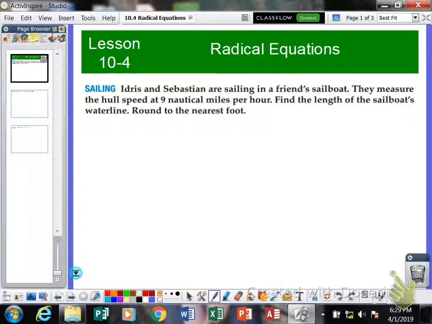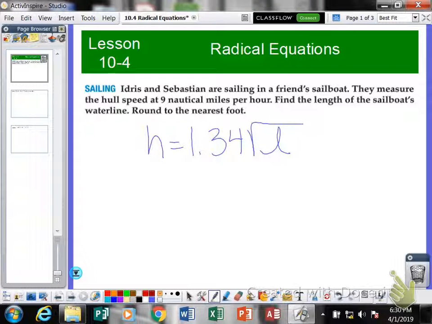The equation that we are going to use is h equals 1.34 times the square root of L. So, find the length of the sailboat's waterline, which is obviously L, and h is going to be the hull speed at 9 nautical miles per hour. If we want to solve this, we're going to substitute 9 in for h.